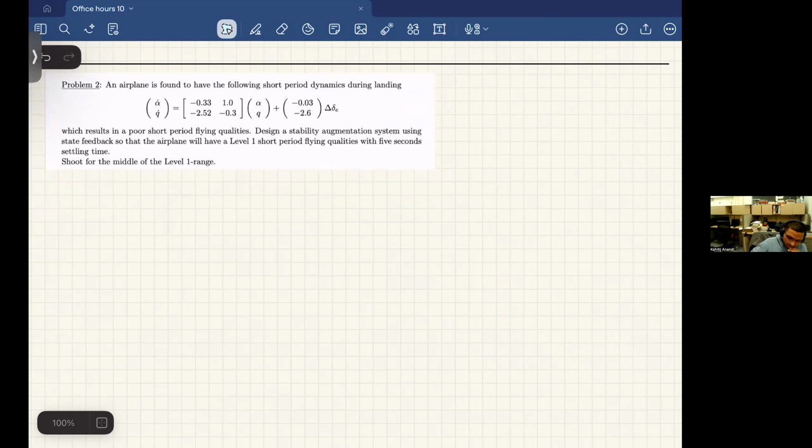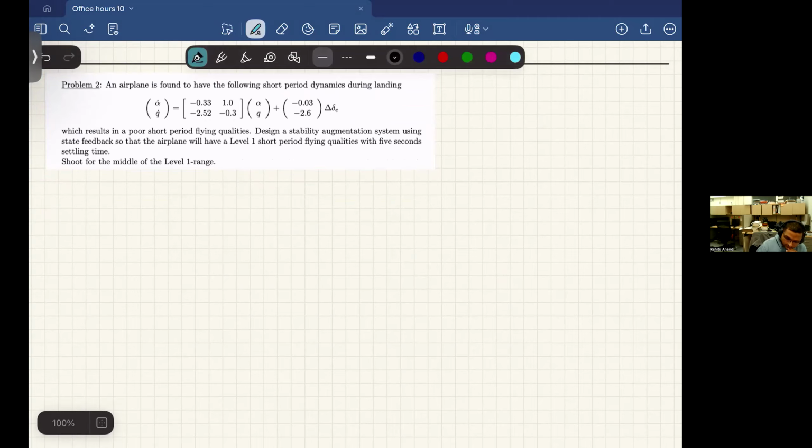The question says an airplane is found to have the following short period dynamics during landing, alpha dot, q dot. So we have been given this, and you should always read it this way. This is my x dot, or state vector derivative. This is my system matrix A. This is my state vector X. This is my input matrix B. This is my input. So ultimately, I'm looking at x dot equals AX plus BU.